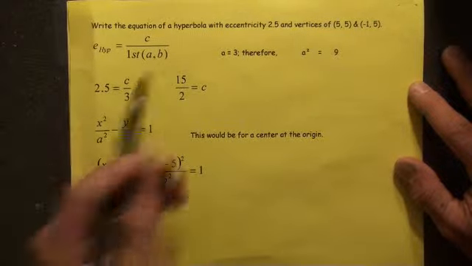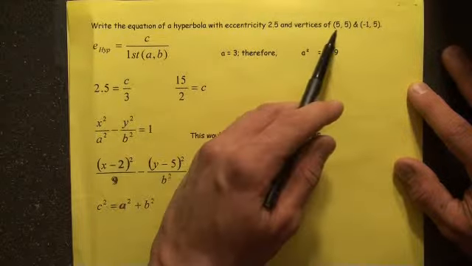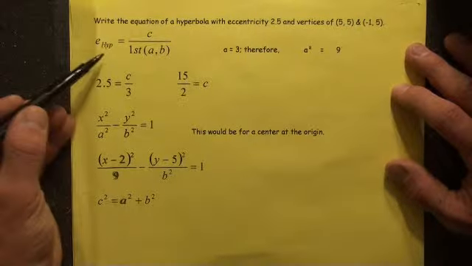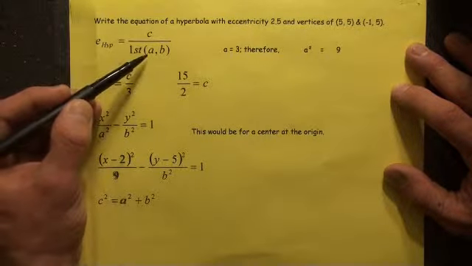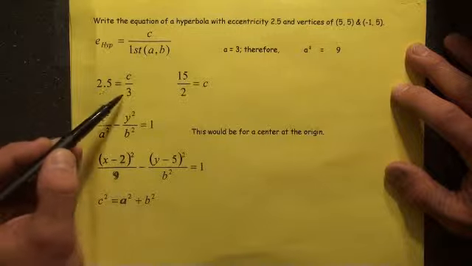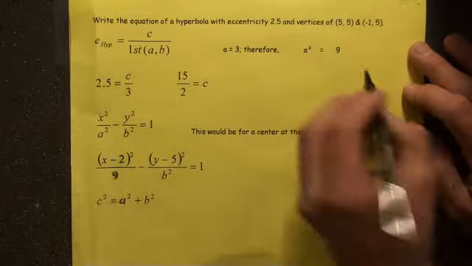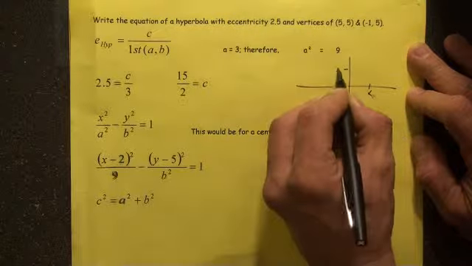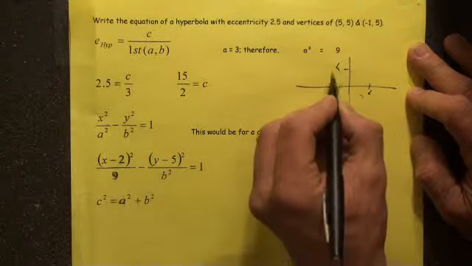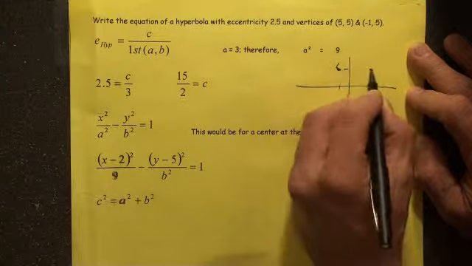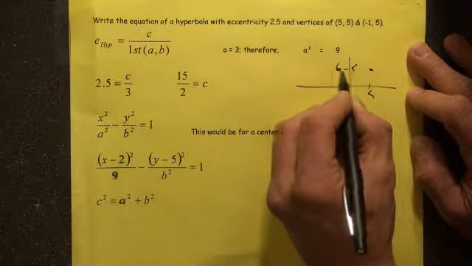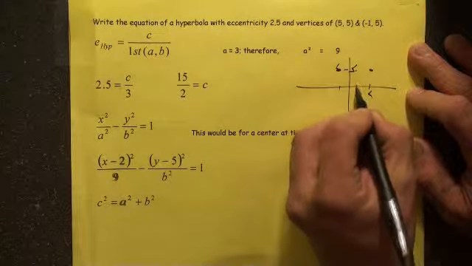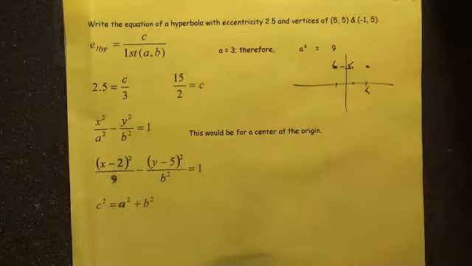Write the equation of a hyperbola with eccentricity 2.5 and vertices at (5, 5) and (-1, 5). Let's burn through this. Eccentricity is c over the first number. The first number would be 3, because if you did a quick graph, (5, 5) puts us here, (-1, 5) puts us there. Then our center would be (2, 5). You agree with that? Okay.